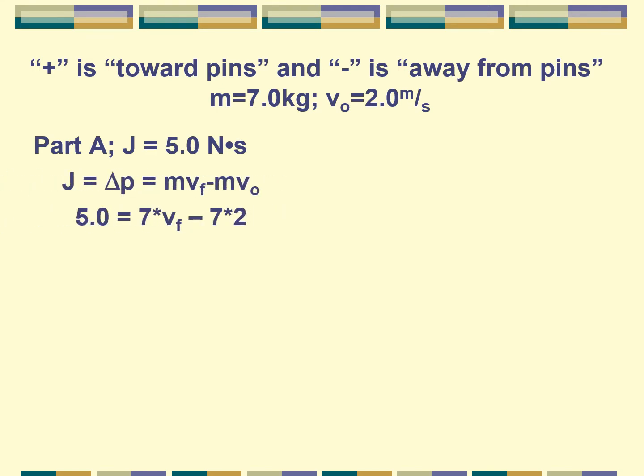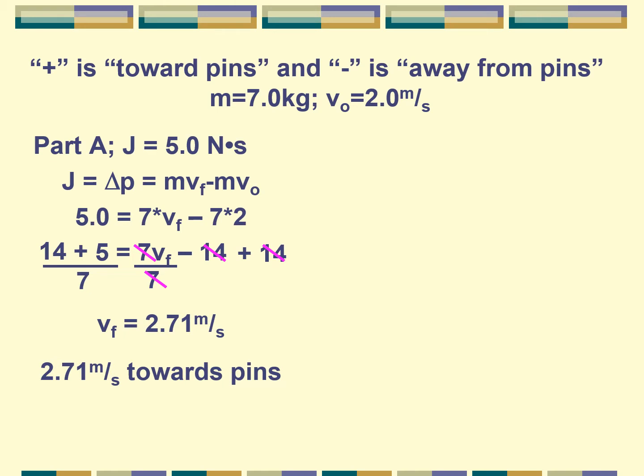We get an impulse is 5 newton seconds. That's going to be equal to 7 times final velocity minus 7 times 2. That gives us 14. So we get 5 equals 7 times final velocity minus 14. We'll add 14 to both sides. That's going to cancel the 14 from the right side, and then we'll divide by 7, and that's going to cancel the 7 from the right side and leave us with a final velocity of 2.71 meters per second. Now, because this is positive, that means it's going to be toward the pins.